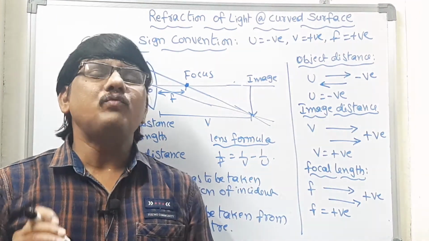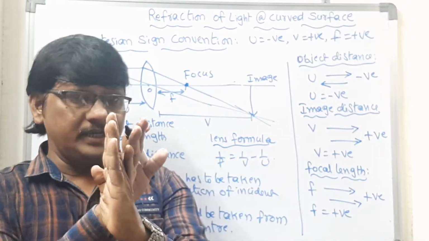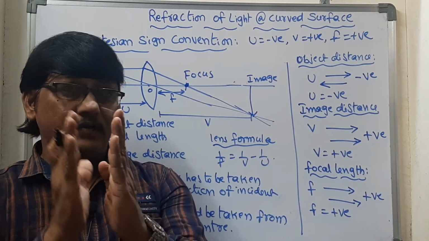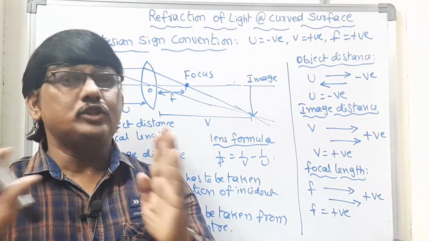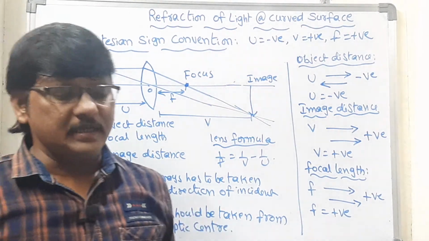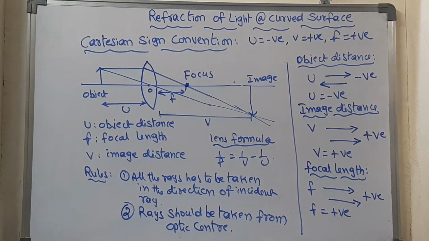Ultimately, you take only one rule. If a lens is there, whatever the quantities are present on the left side, consider those all negative. Whatever the quantities are on the right side, consider those all positive. Enough. You can apply the same even for a convex lens also. Now let us see how the convex lens is. Consider this one.